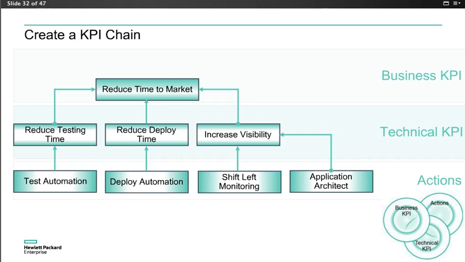And when we look at the same KPI chain by dividing it into business KPI, technical KPI, and actions, you can see that it's much easier to lead a discussion with business, with technical directors or IT directors, about what metrics and what actions will help with DevOps adoption, and what influences what.